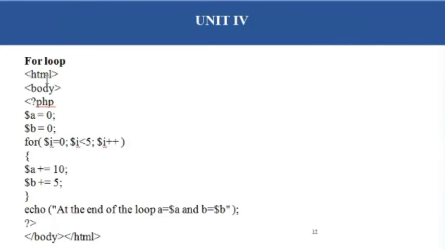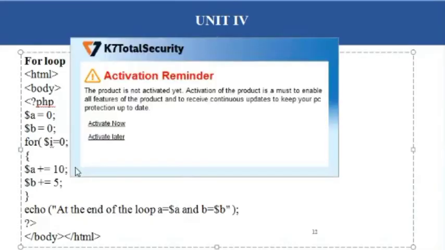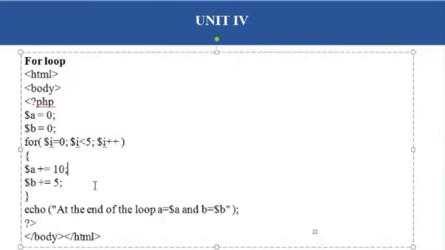First we start with the HTML body tag, followed by our PHP code. Here the variable A is declared as 0, and B is declared as 0. Now my for loop will start. I equal to 0 is the initialization, the second part is the condition checking, and the third part is the increment or decrement part.